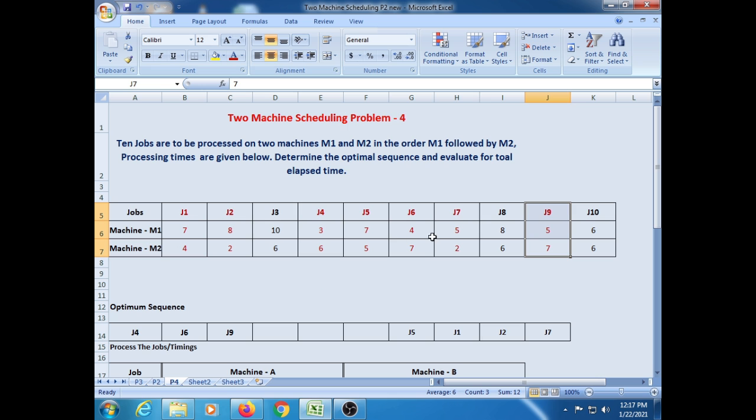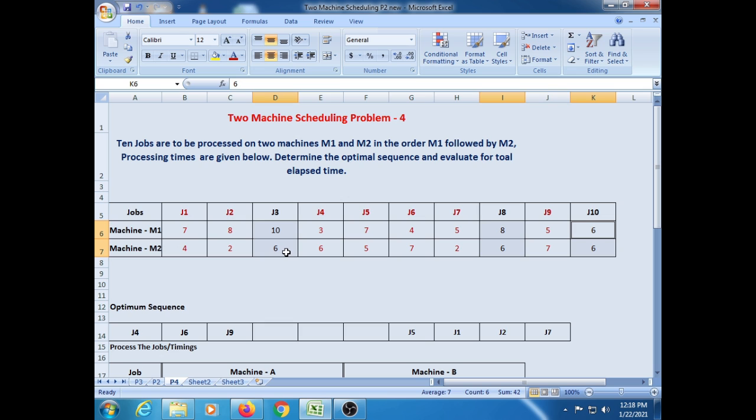And we have 3 more jobs to place in the optimum sequence. Okay, so these are the remaining processing times. What is the lowest processing time now? 6 is the lowest processing time. In all the jobs we have 6s.